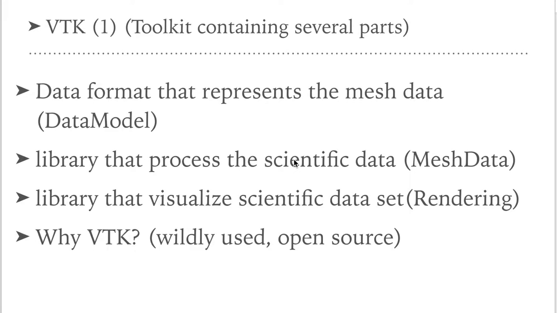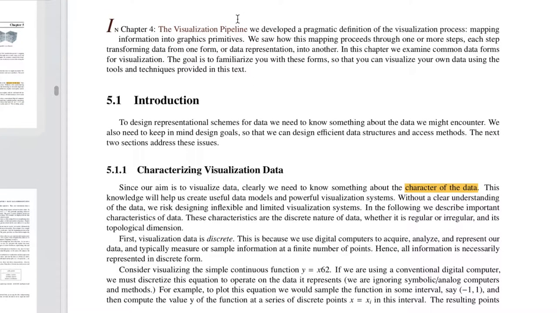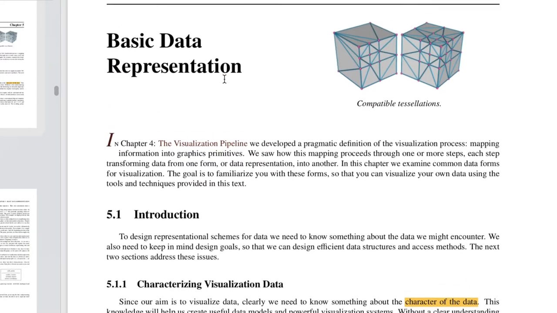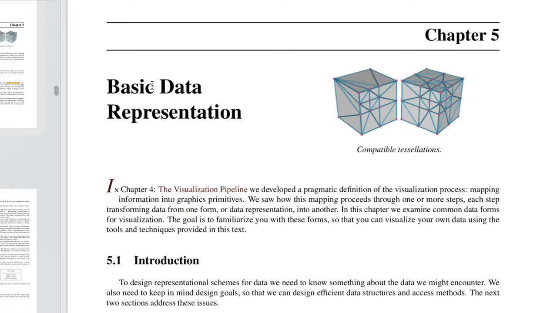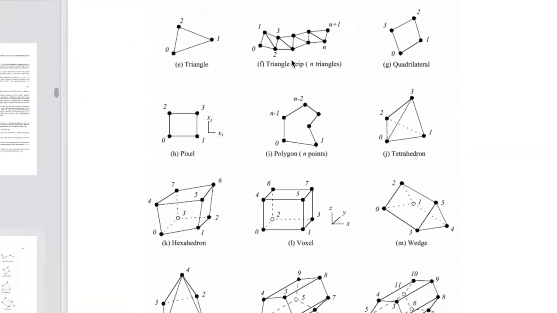Before diving into real examples, we need to introduce VTK briefly. The VTK is a toolkit containing several parts. The first important one is a data model that represents the mesh data. If you are not familiar with the mesh data, the best tutorial is the VTK textbook. This is free online, and you could get a detailed description of the data representation of computer graphics in chapter 5, and they describe several typical data patterns, data models here.